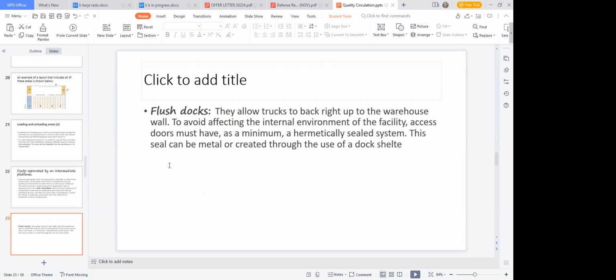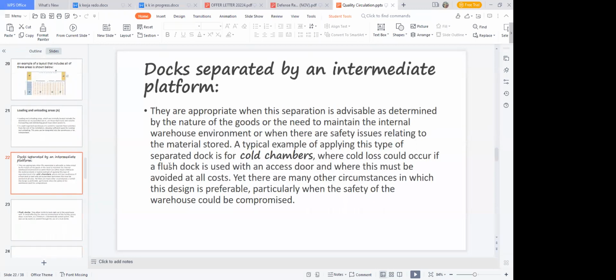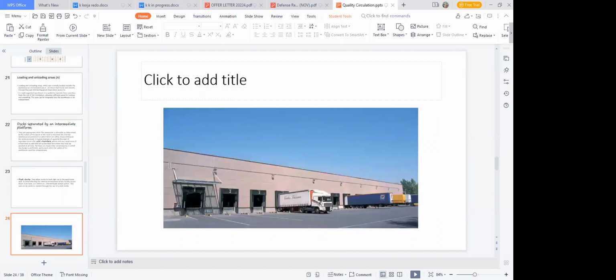Flush dock, that's a term we use. It allows the truck to back right up to the warehouse wall to avoid affecting the internal environment. This is an example of the situation. We have the arrival, receipt area, and shipping area, the receipt area and the dispatch area. So we have to see how this very big warehouse arranges its design.